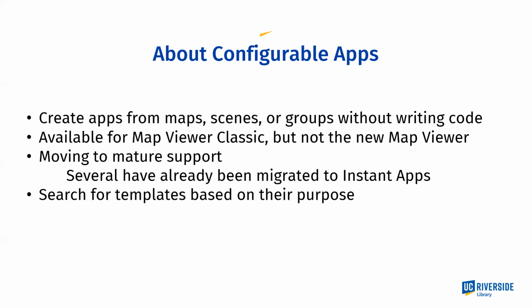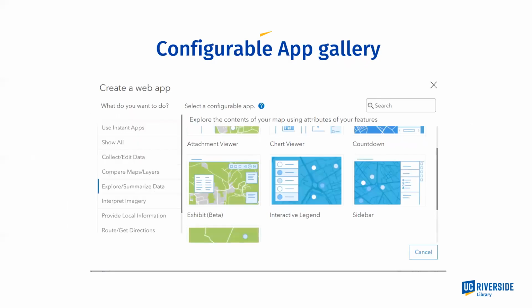So if you have been using apps for a while in ArcGIS Online and you're familiar with the configurable apps and have used them in the past, some of them are now showing up as instant apps, and the ones that they haven't migrated over yet are still available, but I wouldn't count on them being around too much longer in their current form, if that makes any sense. And when you're using configurable apps, what you do is you search for templates to use based on their purpose. So what does that mean? Well, we'll take a look at the next slide.